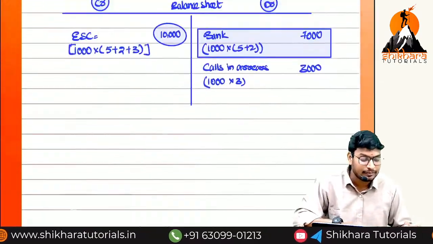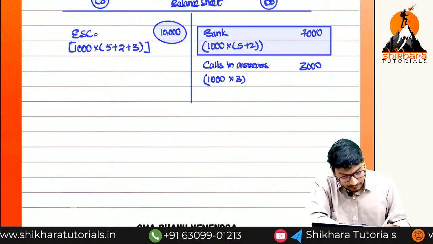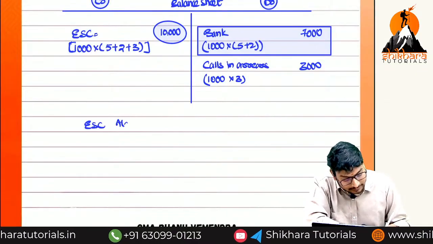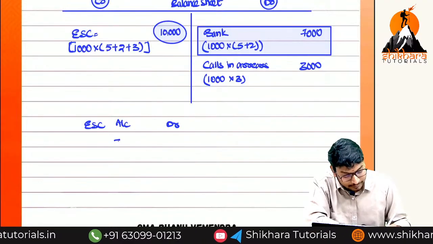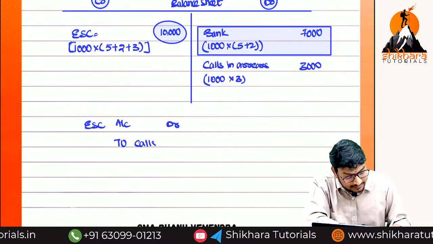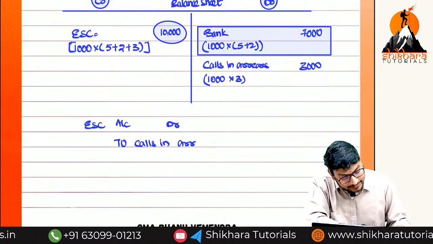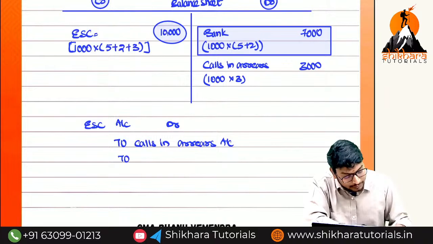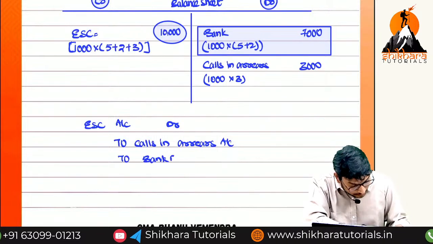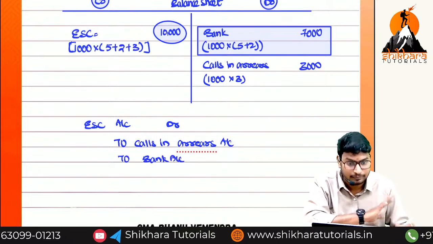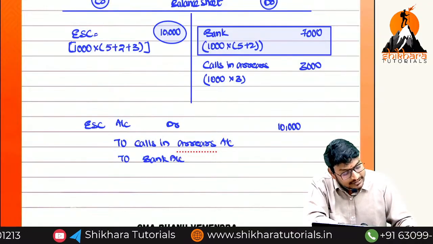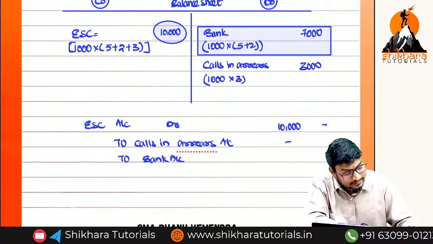Which entry will come into the picture now? As of now, equity share capital account debit. Next one what? To calls in arrears account, and next one what? To bank. So far what? To bank. How much amount will be there here? 10,000. How much amount will be available in the calls in arrears?